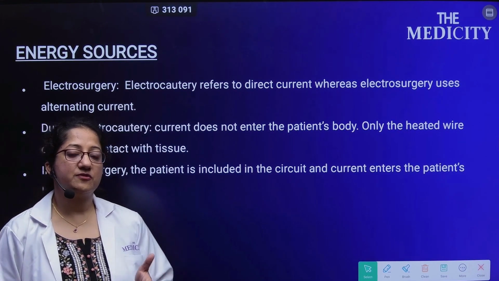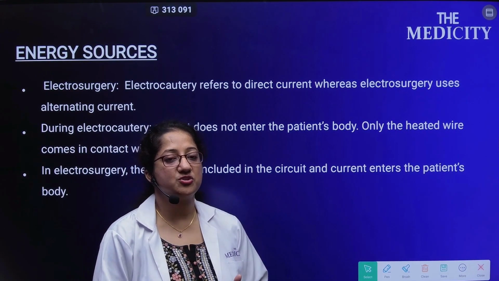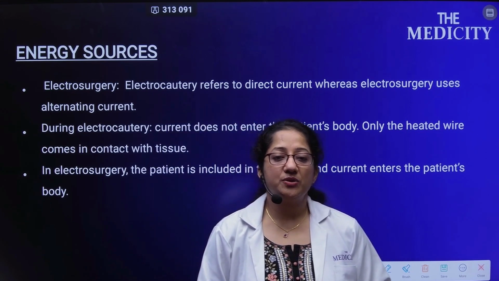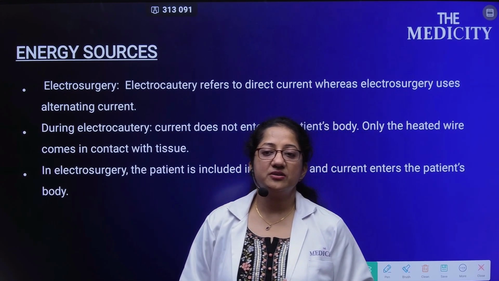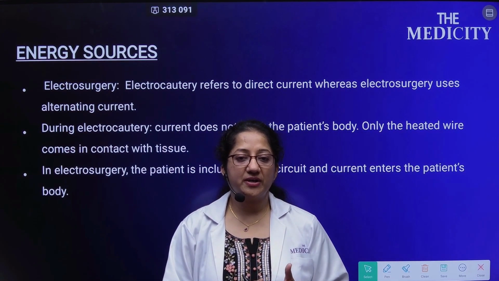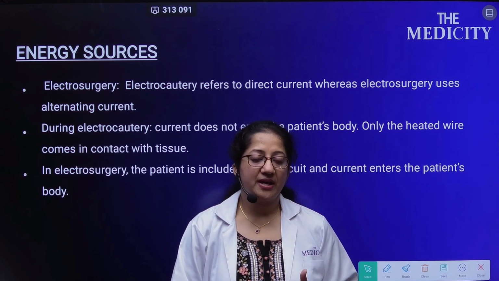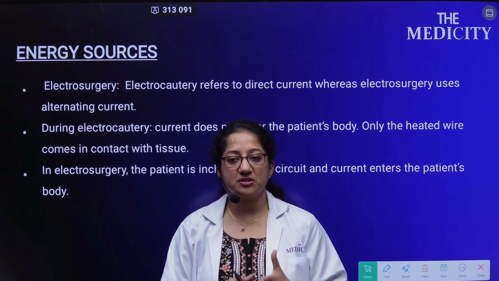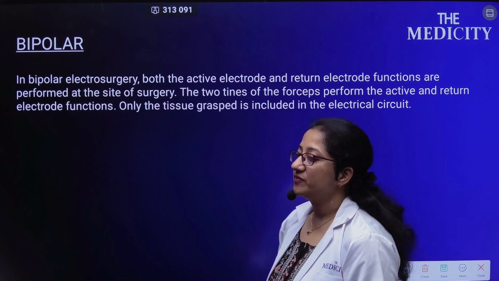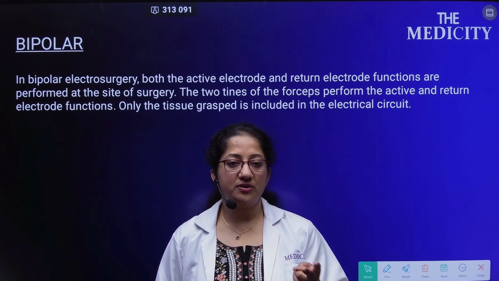Electrocautery refers to direct current, whereas electrosurgery uses alternating current. During electrocautery, current does not enter the patient's body, only the heated wires come in contact with the tissue. In electrosurgery, the patient is included in the circuit and the current enters. So we have two kinds of instruments, bipolar and monopolar.